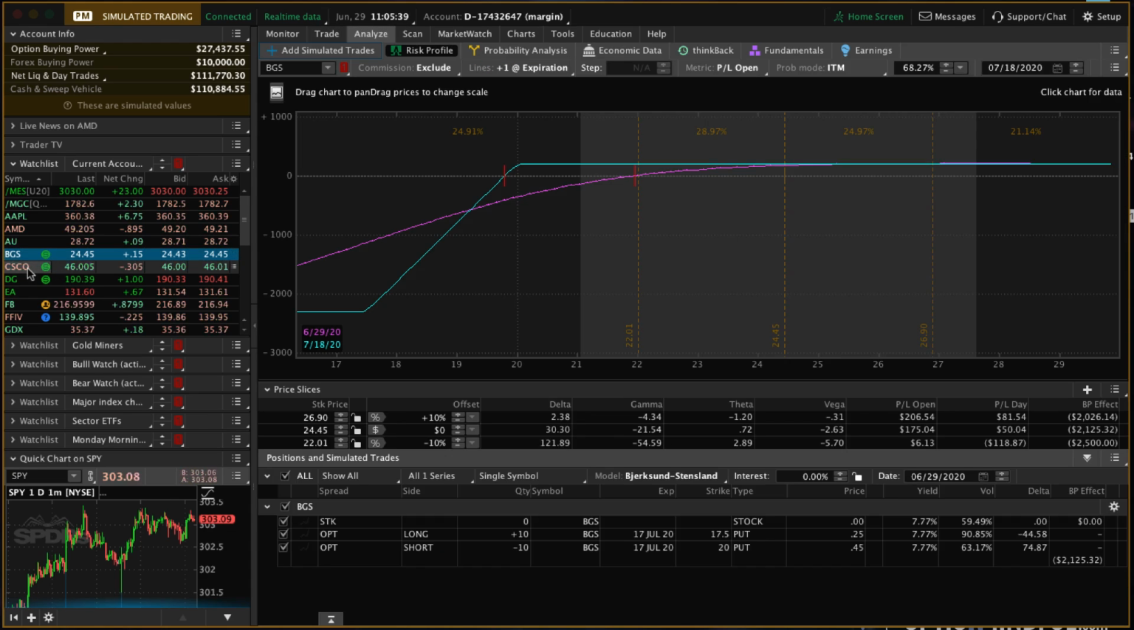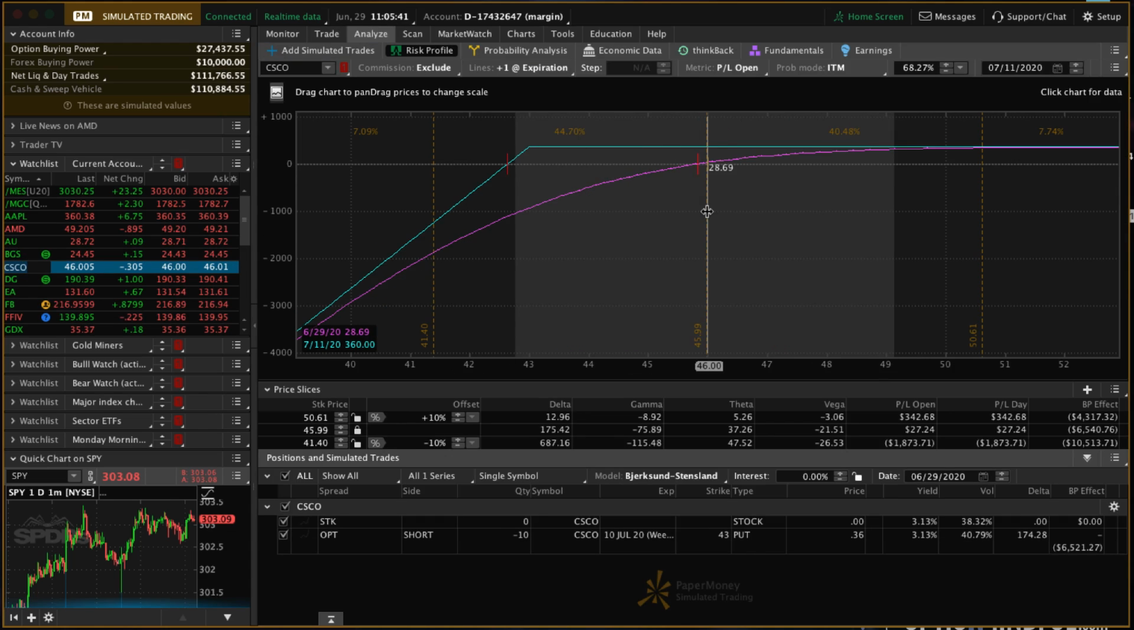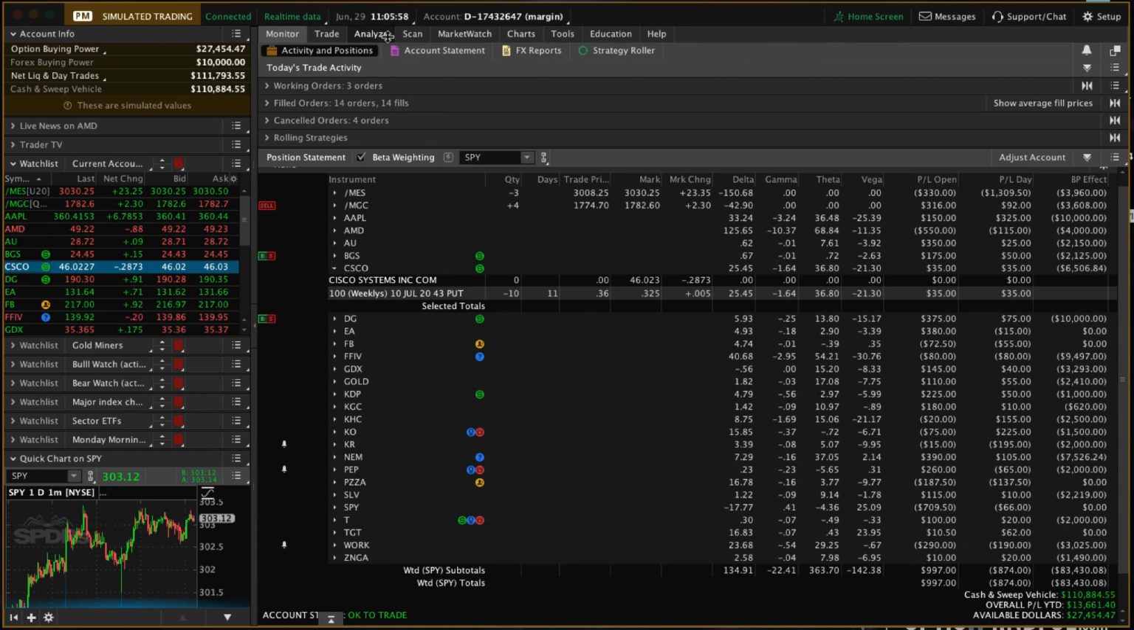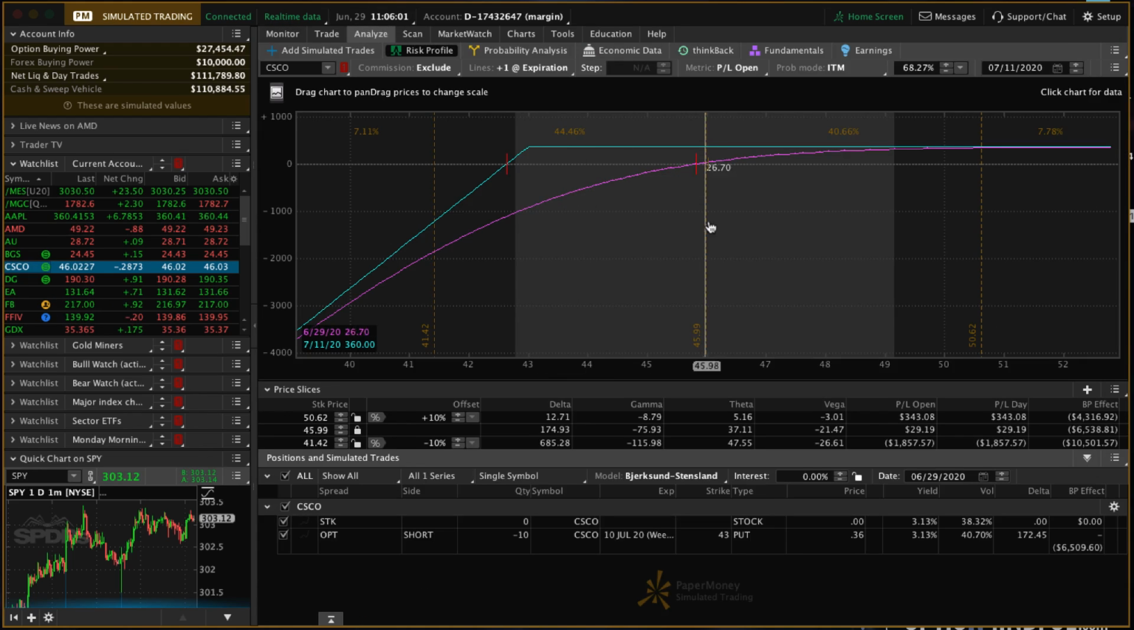Let's continue analyzing. Cisco, it's a new position that I entered recently. It's another short put, so a cash secured put. Let me see for how long I have this. 11 days in it, and I'm just gonna be waiting 11 days to get to the max win. It looks good for now. Let's see where it goes. Seems like it's going the right direction, so it looks like a winning trade.